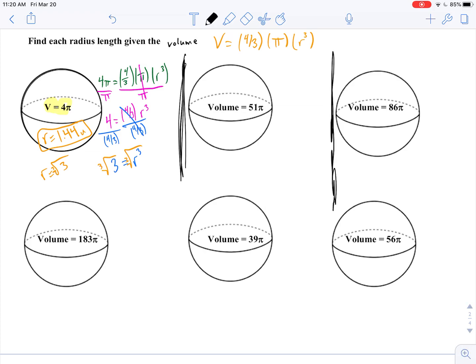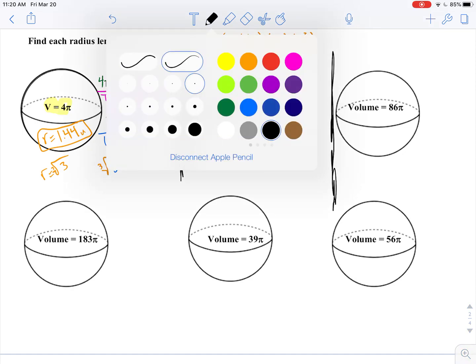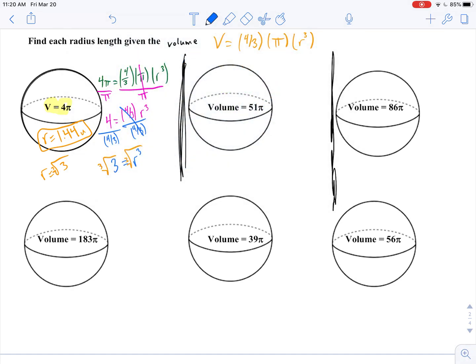All right, let's do the next two together, and then I will leave you to do the last three rather. And then you can just let me know if there are any questions you've got.